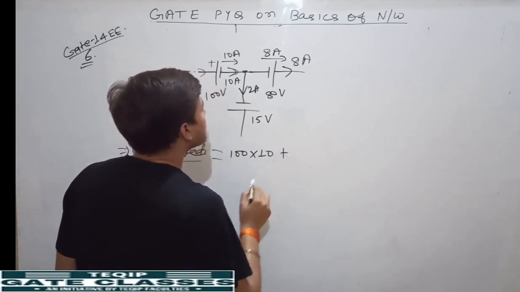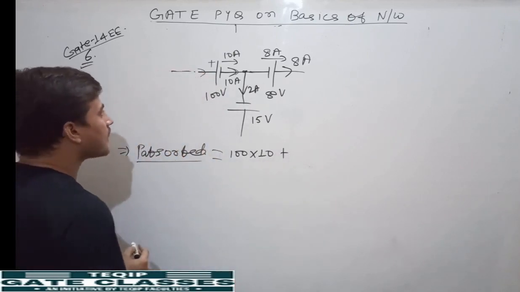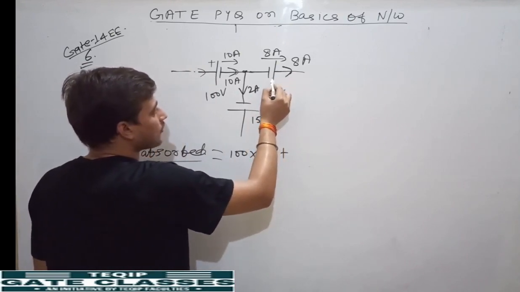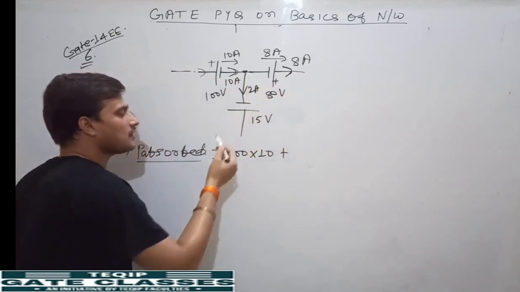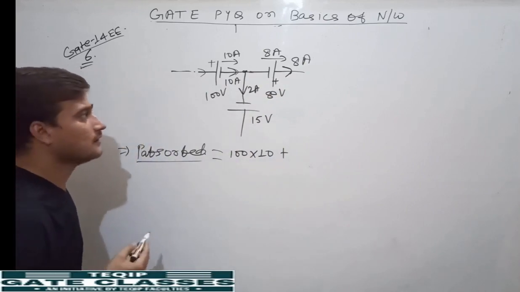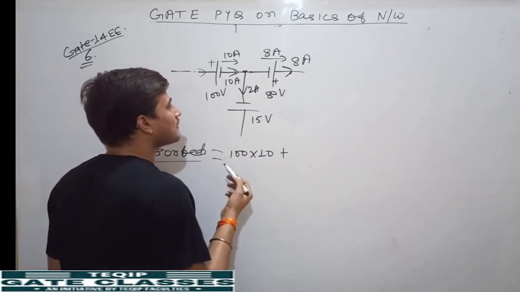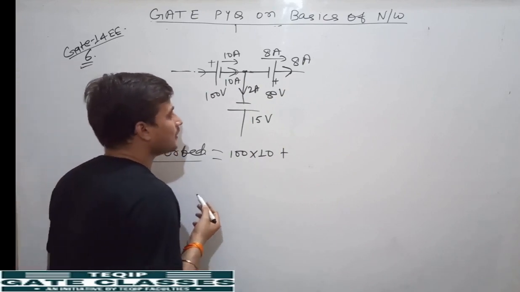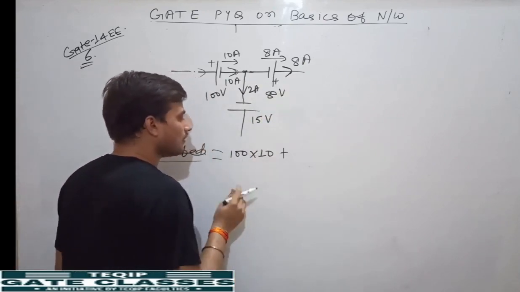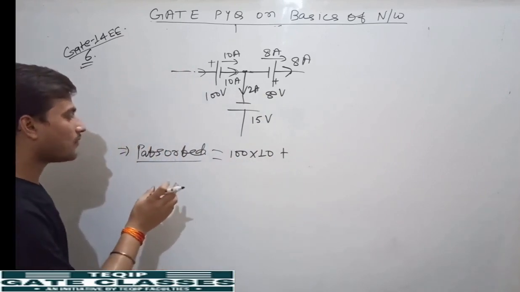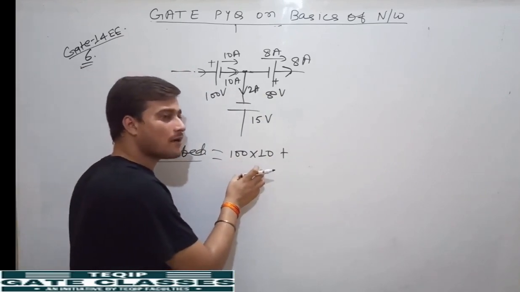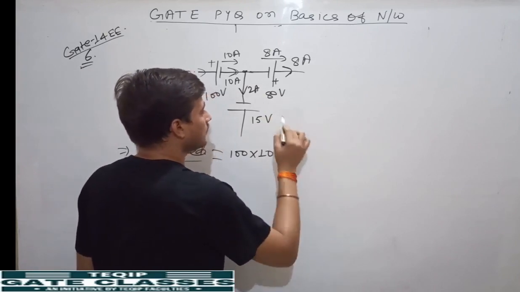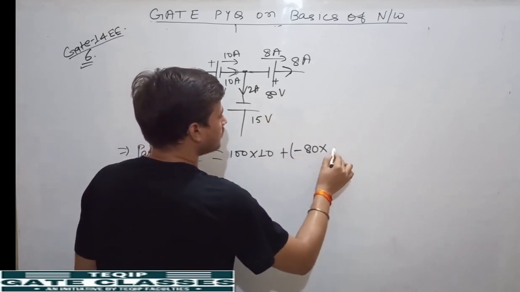Plus, second case, come to this battery. Here you see that current is leaving the positive terminal of the battery. That means power is being delivered by the battery. If you are calculating power absorbed, then power delivered will be taken as negative. So here it will be 80 into 8.